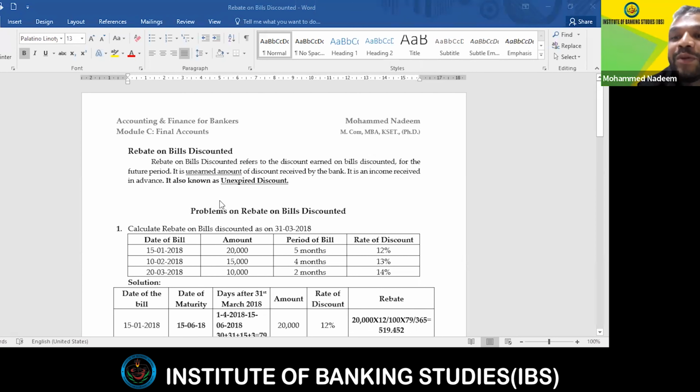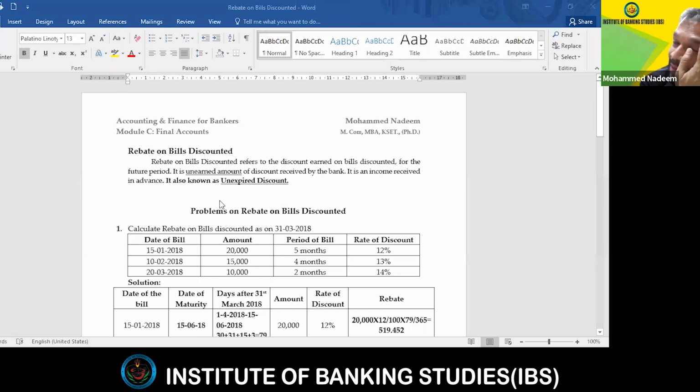From the point of view of a banker, you should think about all these things. Bills are discounted by the banker only, not by customers or other people. From the point of view of a banker, you have to think about this. The unearned money is related to the bank. Yes, correct, now you are on track.